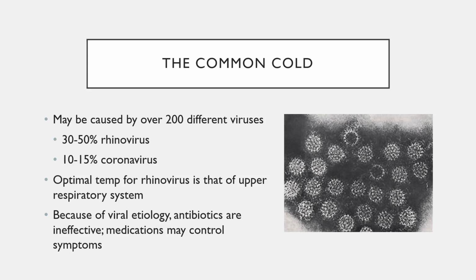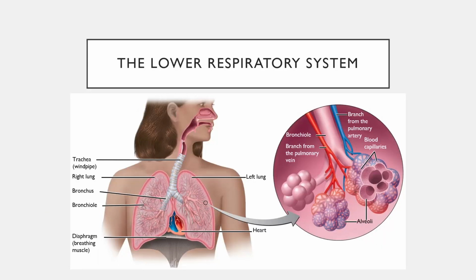There are medications that may help control the symptoms and signs, for example, fever reducers and antihistamines, but these don't actually fight the virus. And antibiotic prescriptions likewise will not do anything to help cure these diseases because they are viral in origin. So this completes our look at the upper respiratory system infections. And now we're moving on to the lower respiratory system.